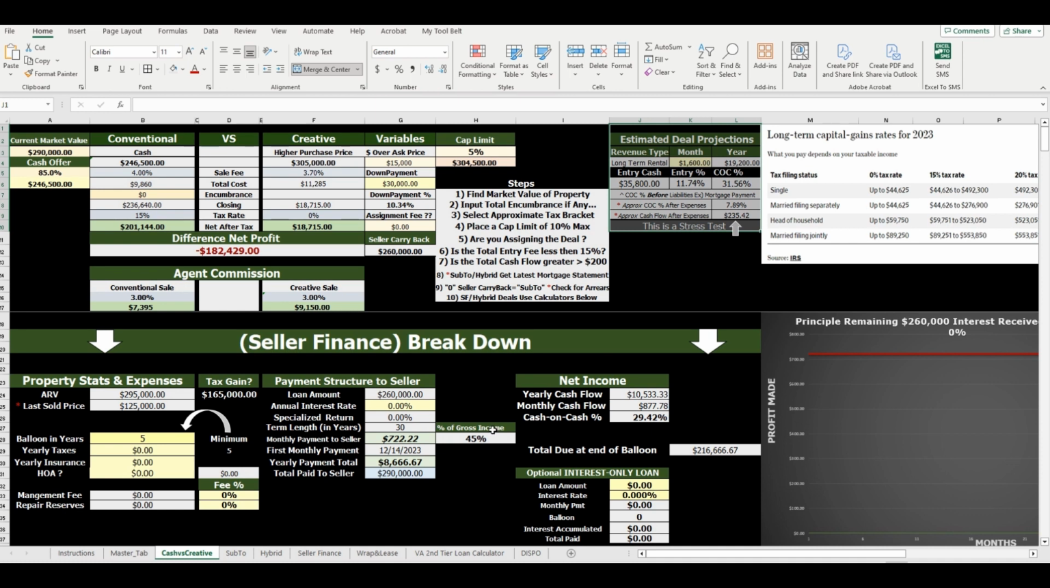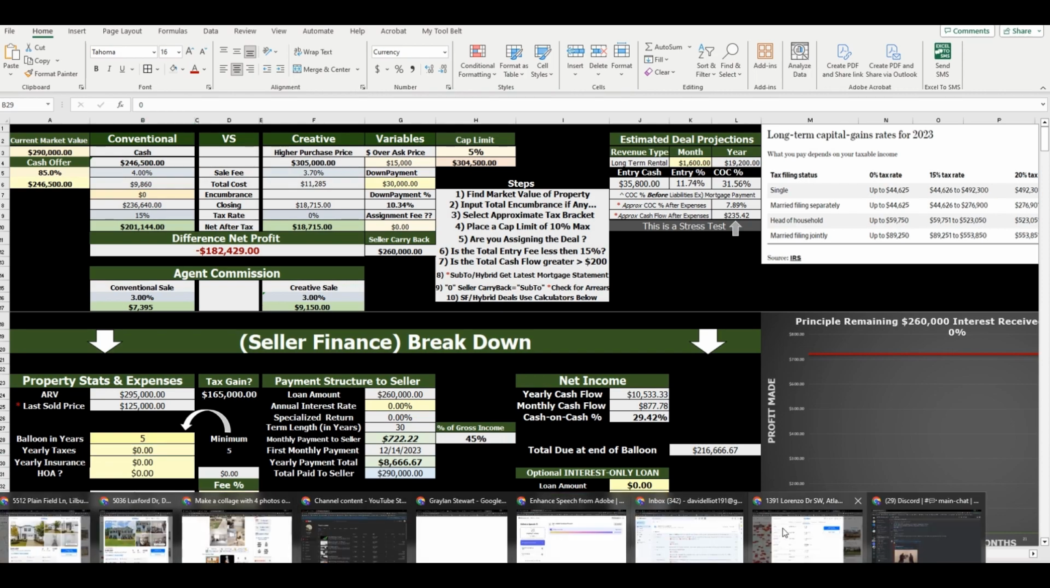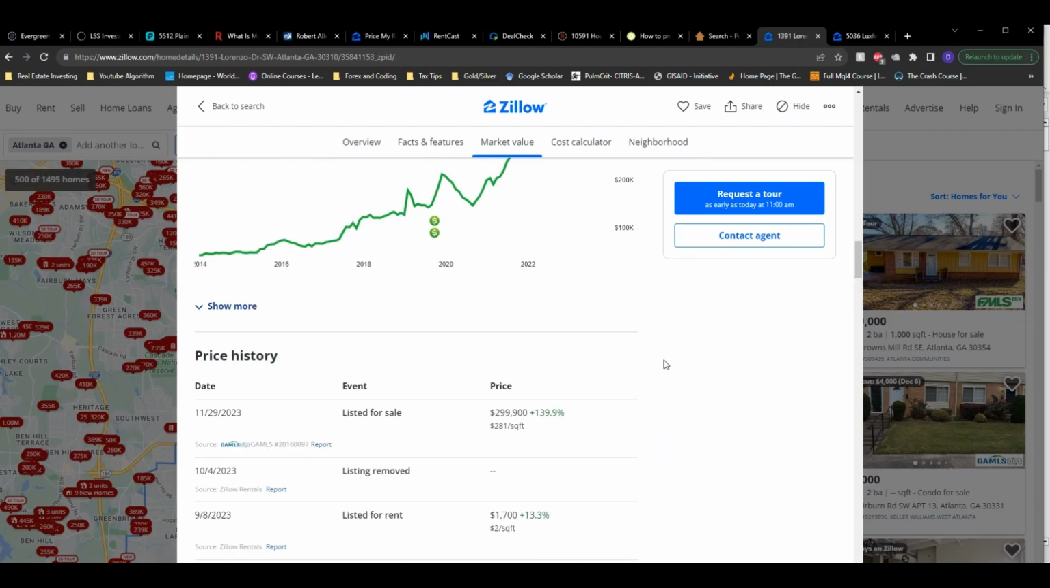That way, when we are going into our full underwriting, we have the confidence to know that when we are underwriting from this calculator down below, everything will work out fine. So let's move forward. The next thing to look at is our yearly taxes. Now, you can get tax information from two different sites.